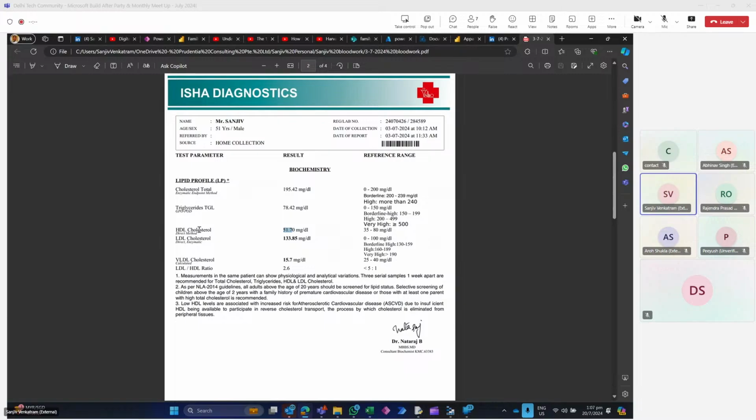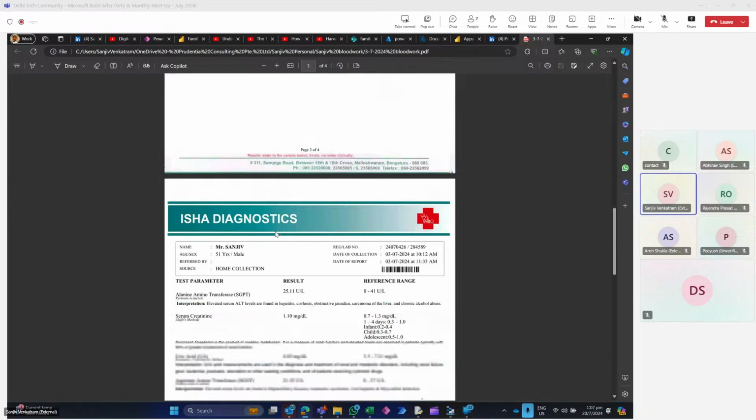So when you do your blood report, kindly ask your technician when they come home to say, hey, give me a lipid profile, but in the lipid profile, give me triglycerides and give me HDL, and they'll actually do this for you. So you have your BP, you have your lipid panel. The third one to monitor is this one.